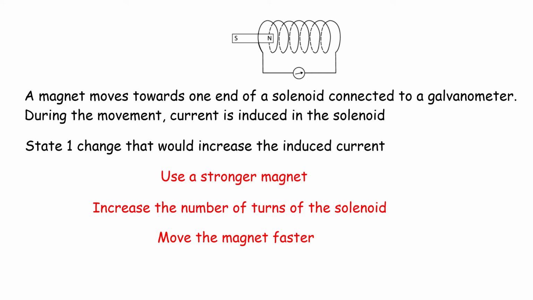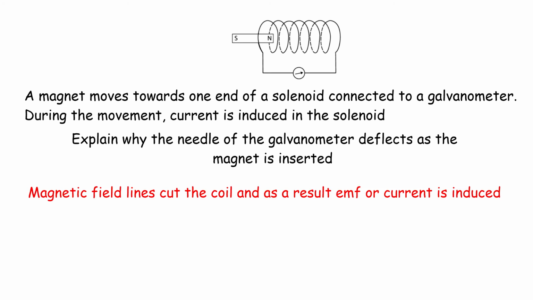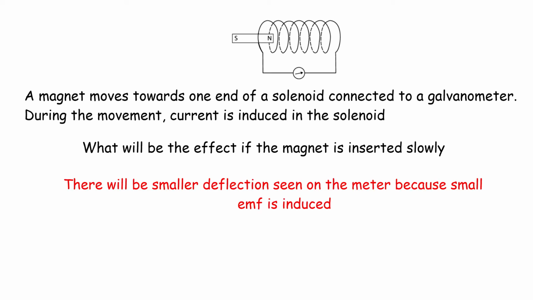Explain why the needle of the galvanometer deflects as the magnet is inserted. The answer: magnetic field lines cut the coil, and as a result, EMF or current is induced. So the cutting of the field lines results in EMF produced. What will be the effect if the magnet is inserted slowly? There is going to be smaller deflection seen on the galvanometer, because the induced current is going to be smaller.